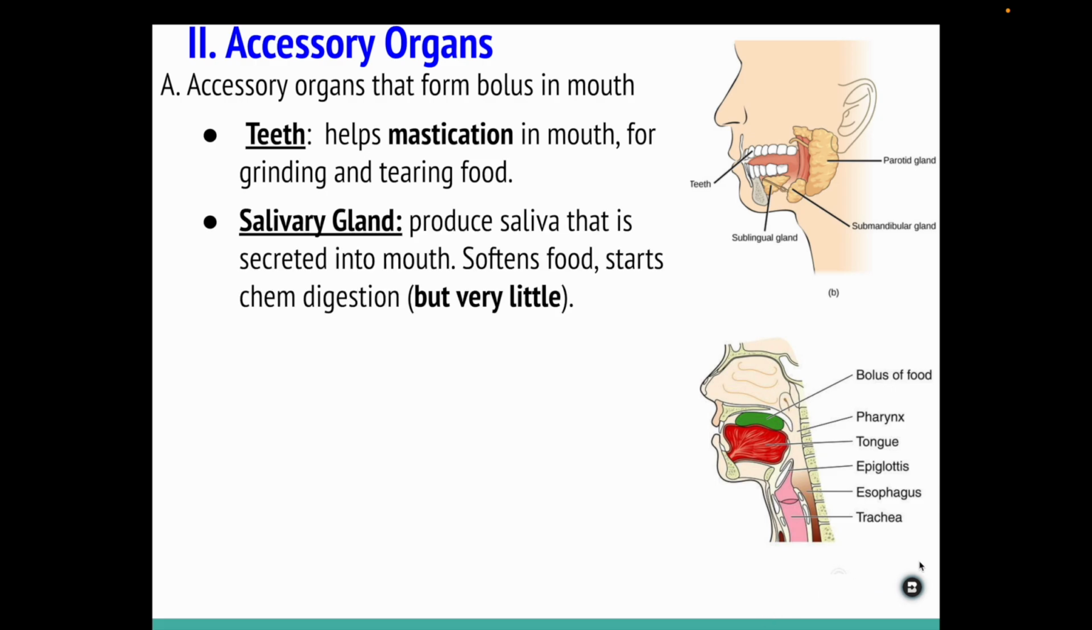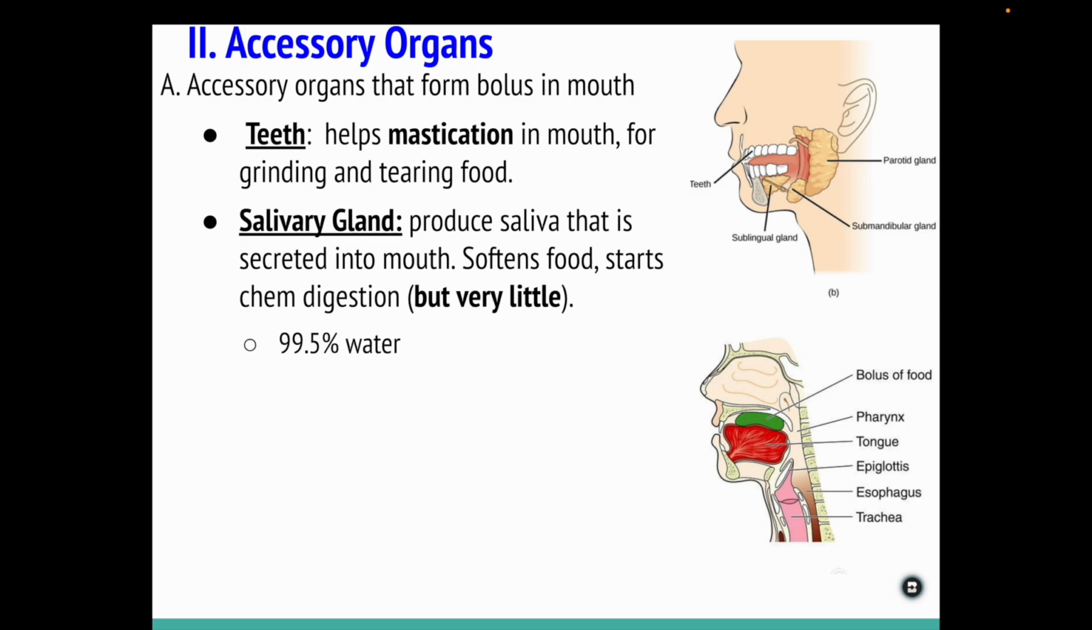Now, in addition, you have these salivary glands on the edges of your mouth. They're going to start pumping saliva into your mouth to help soften your food. And actually, that saliva also has some materials in it that will begin chemical digestion, though really, you're barely chemically digesting food in your mouth.